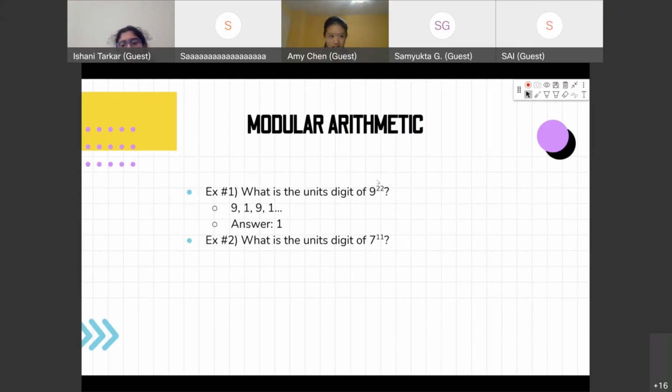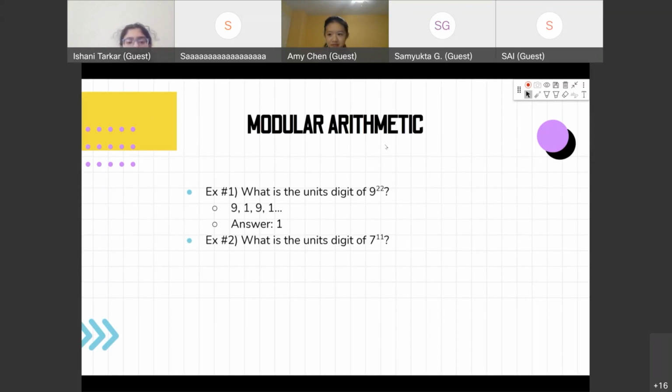Does anyone else need more time? If you want more time, say it. Okay, if you all do not need more time, we can solve it.